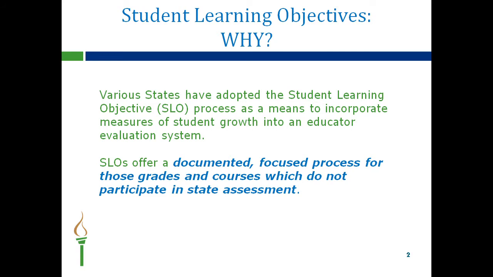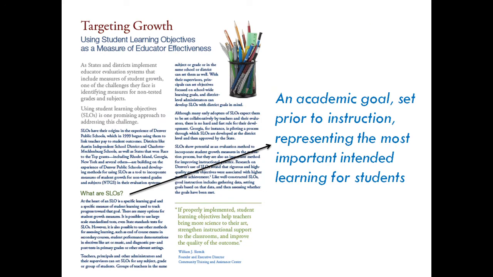One approach to measuring student growth, or the growth of groups of students, across a broad spectrum of subjects and grades, particularly in instances where state assessment data is not available, is the use of student learning objectives, more commonly called an SLO. An SLO is an academic goal representing the most important learning for students that is set prior to instruction. It is specific and measurable and aligned to the state's and district standards. In other words, an SLO is a specific learning outcome over a predetermined period of time that uses specific measures for tracking progress toward that outcome.